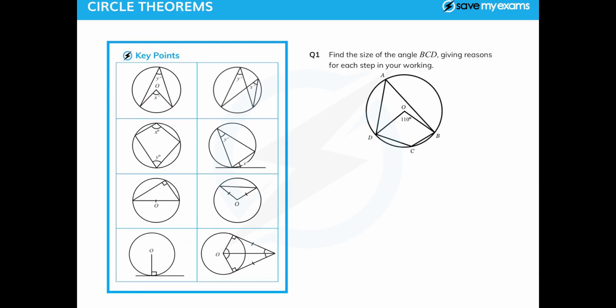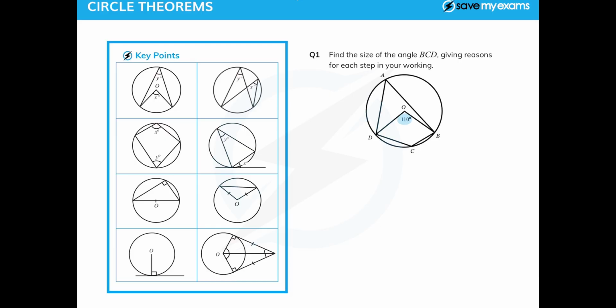Here's the first one. Find the size of the angle BCD, that's this one down here, giving reasons for each step in your working. And that's where the green lines come in. Okay, you do need to know the reasons. So let's have a go. Well, I don't think I can get there directly because this is not a cyclic quadrilateral. But I could find the angle BAD first. And often with these questions, it is a case of just finding angles that you can.